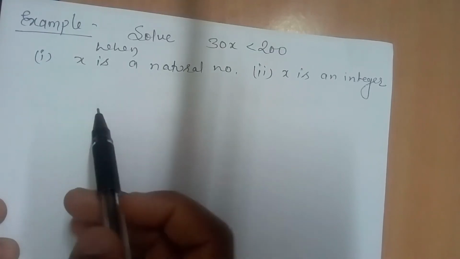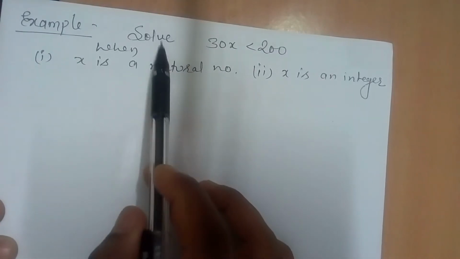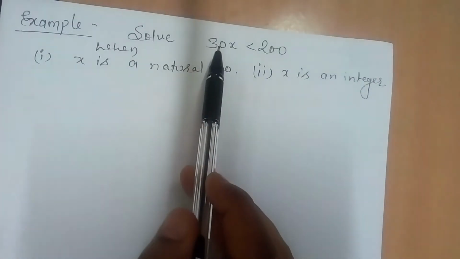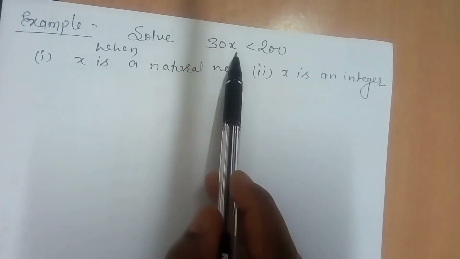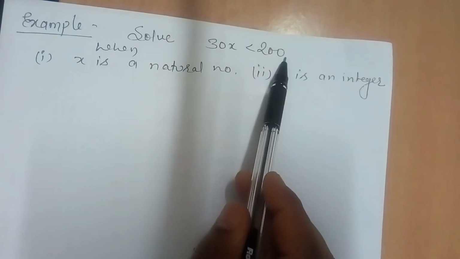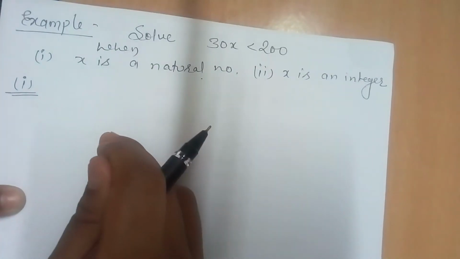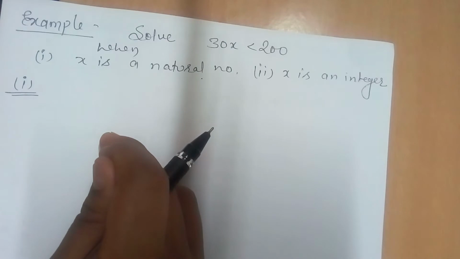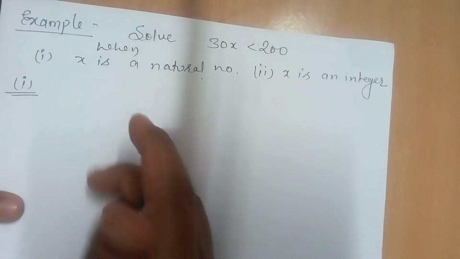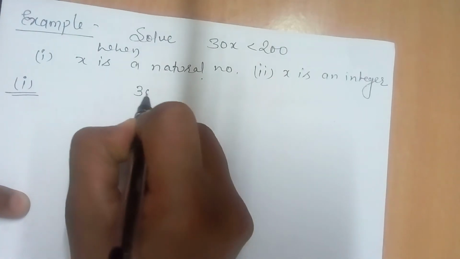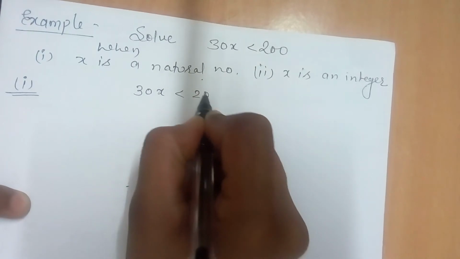Now see example. Solve the given inequality 30x less than 200 when x is a natural number and x is an integer. So first we'll solve when x is a natural number. Natural number starts from 1. Now here the inequality is given, 30x less than 200.